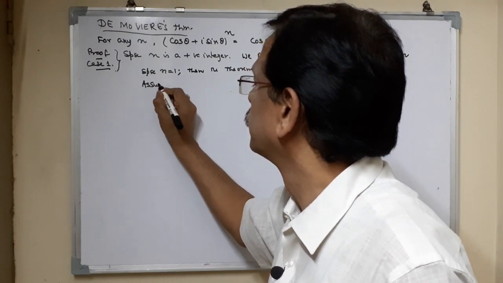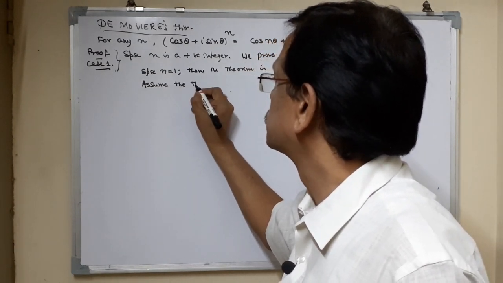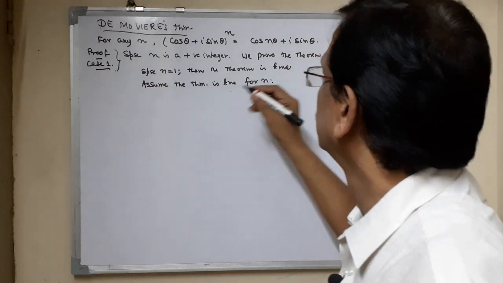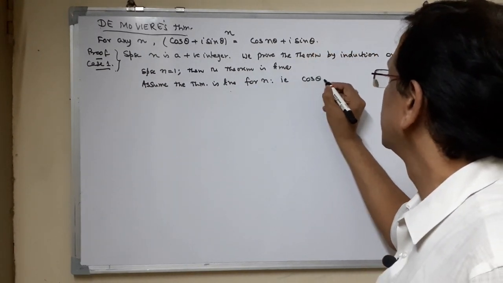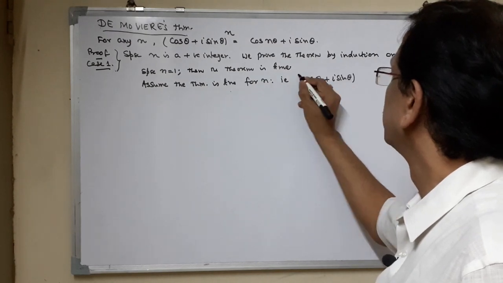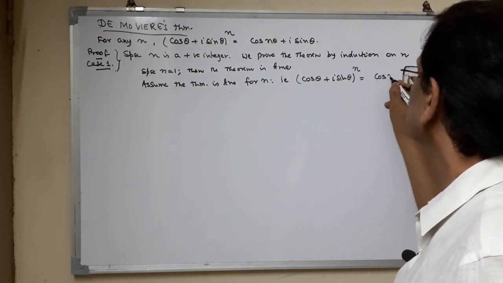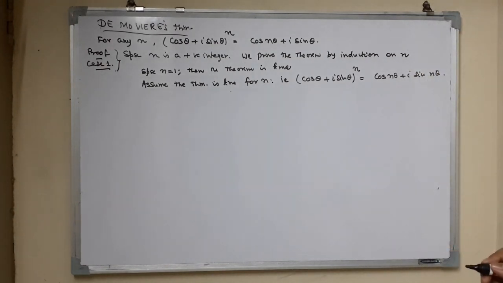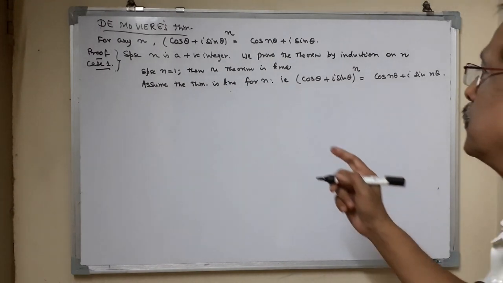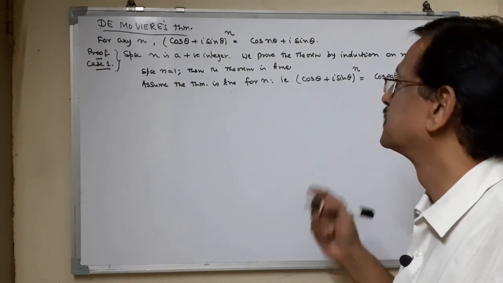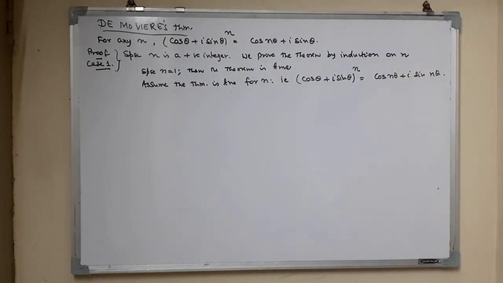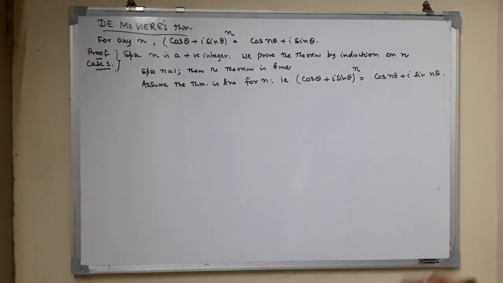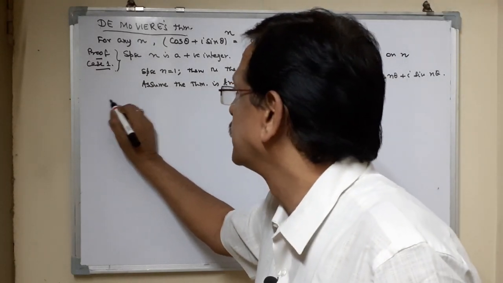Assume the theorem is true for n, that means (cos theta plus i sin theta) whole power n is equal to cos n theta plus i sin n theta. This is the assumption. For n equal to 1, we have done, the theorem is true. Let us assume the theorem holds for n. So we prove that it is true for n plus 1.